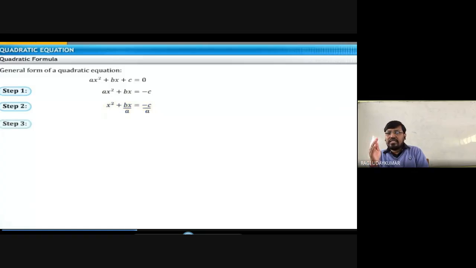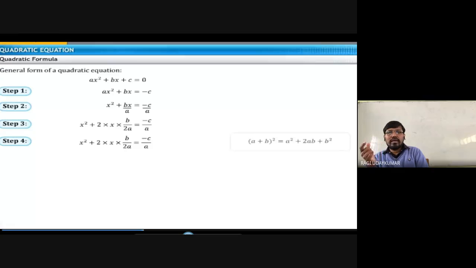Just as we did in this perfect square, make a perfect square x square, and we have to write that b by a x as a 2ab form. 2 should compulsorily be there, and a is x here. Next, b by 2a, if you write and simplify that, you are good. So b by 2a whole square is to be added to both sides of the equation to make it a plus b whole square. The a plus b whole square formula is a square plus 2ab plus b square. So b by 2a whole square is added to the left side and also to the right side.